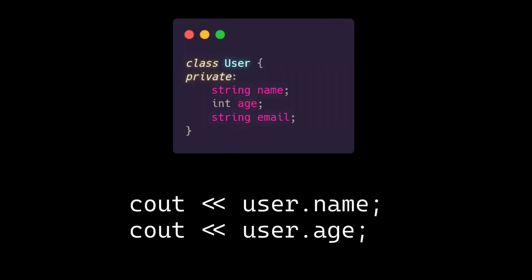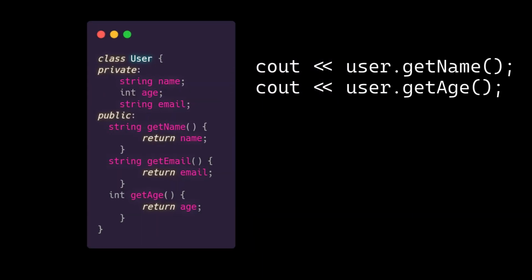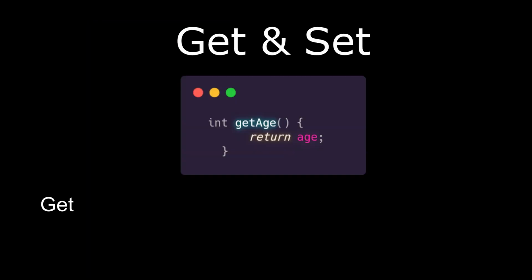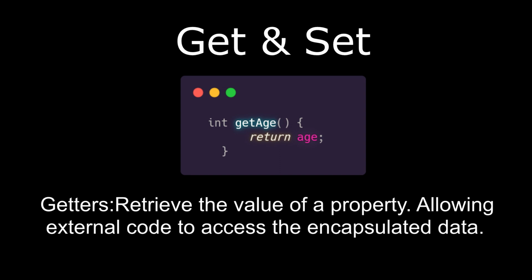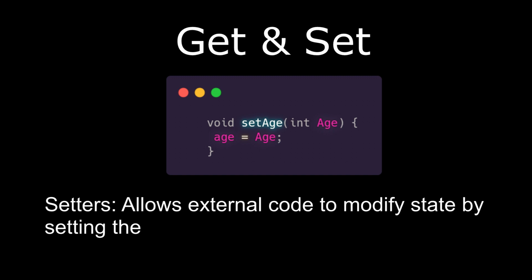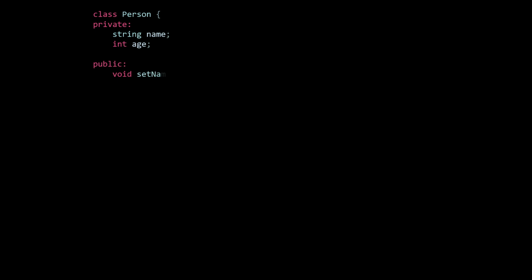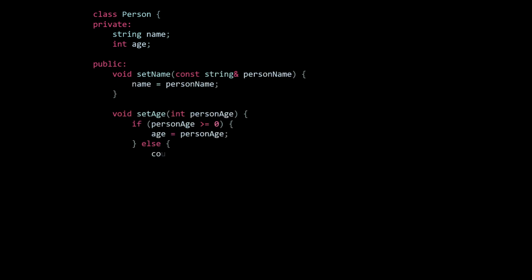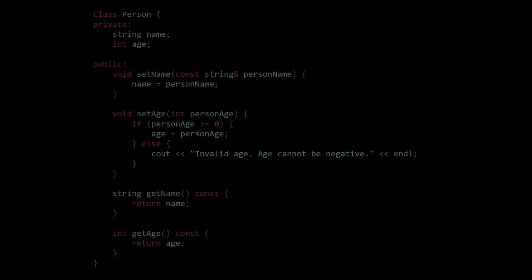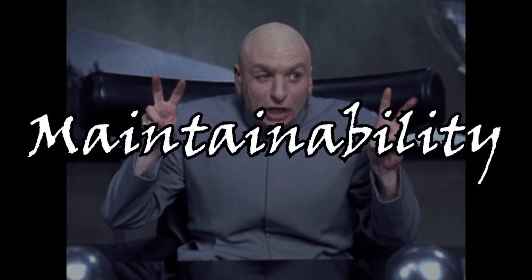Since we can't directly access any private properties on objects, we can make methods that allow us to access this information. These methods are most commonly referred to as get and set. Getters retrieve the value of a property, allowing external code to access the encapsulated data. Setters, on the other hand, enable external code to modify the internal state by setting a new value for a property. By using these methods, the class maintains control over how the data is accessed and modified. By encapsulating data and providing access through methods, the class can enforce constraints, perform validation, and maintain consistency. This protects the integrity of the data and ensures that it is accessed and modified in a controlled and predictable manner, enhancing the overall robustness and maintainability of the codebase. Well, at least in theory.